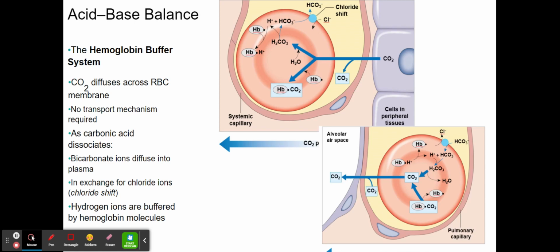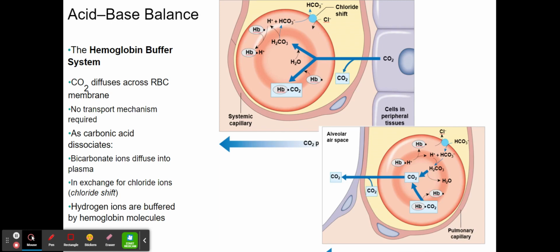As the carbonic acid dissociates within an RBC, the bicarbonate ions diffuse into the plasma in exchange for chloride ions, a swap known as the chloride shift. Hemoglobin molecules buffer the hydrogen ions. In the lungs, the entire reaction sequence proceeds in reverse. This mechanism is known as the hemoglobin buffer system. The hemoglobin buffer system is the only intracellular buffer system that can have an immediate effect on the pH of the ECF. The hemoglobin buffer system helps prevent drastic changes in pH when the plasma PCO2 is increasing or decreasing.